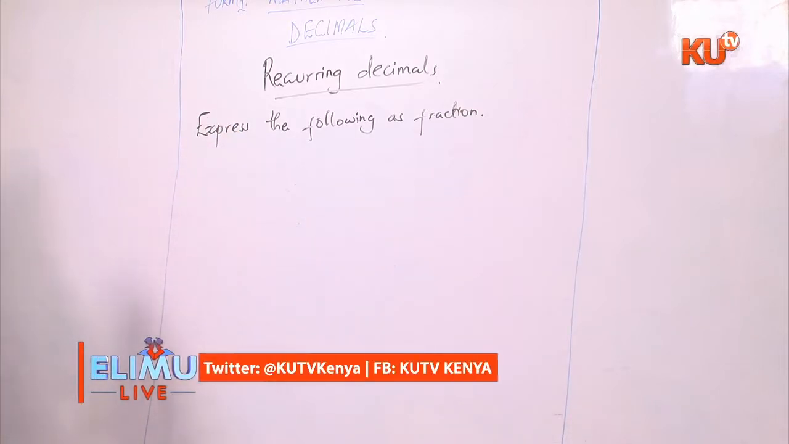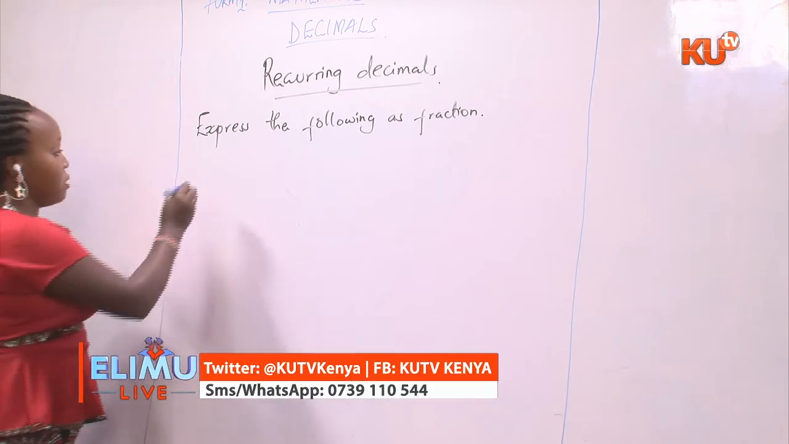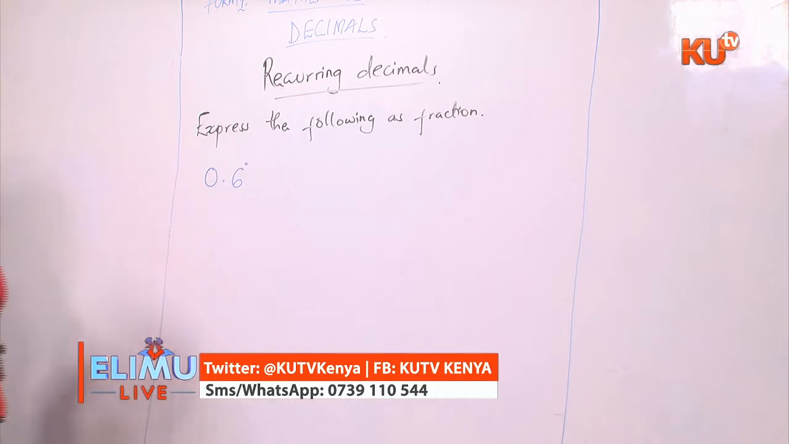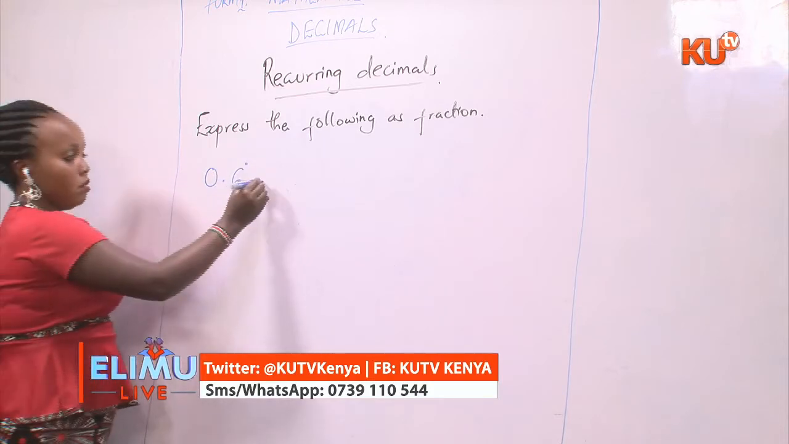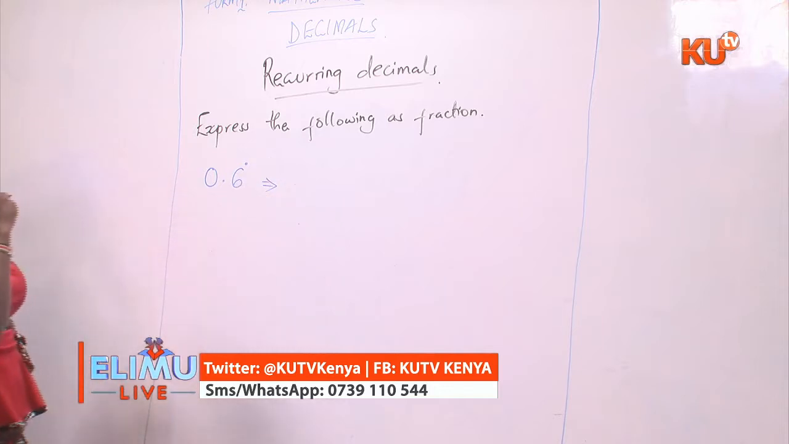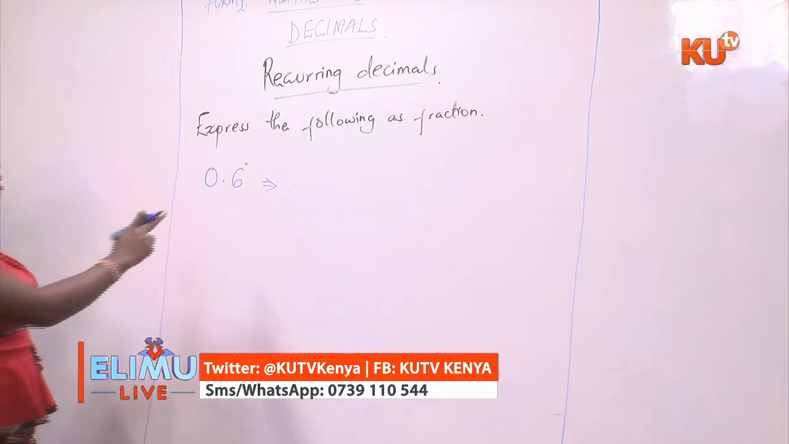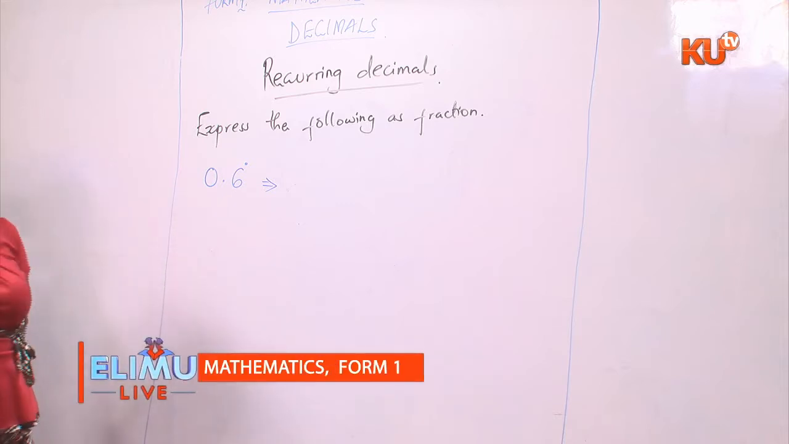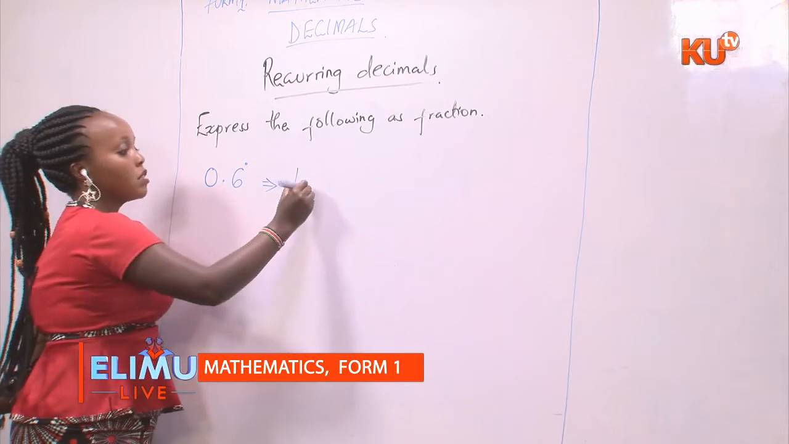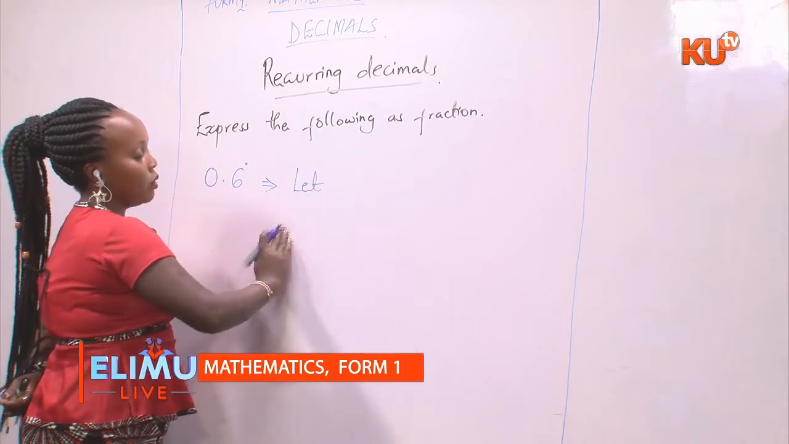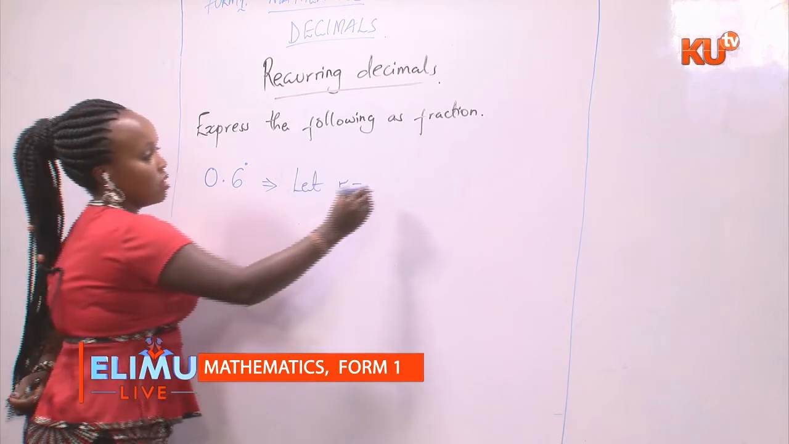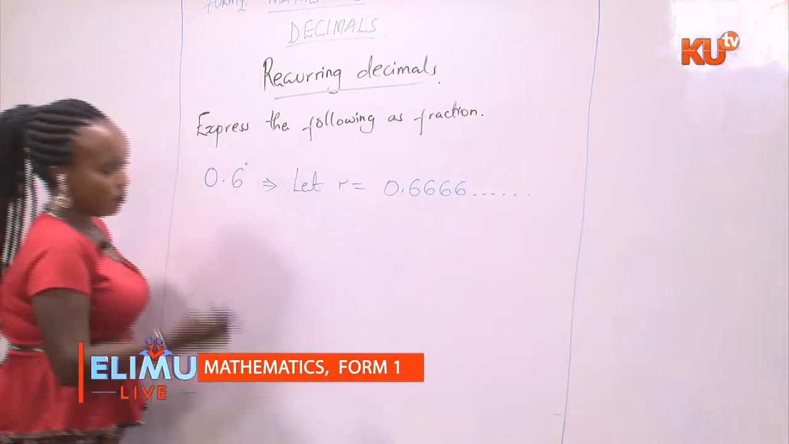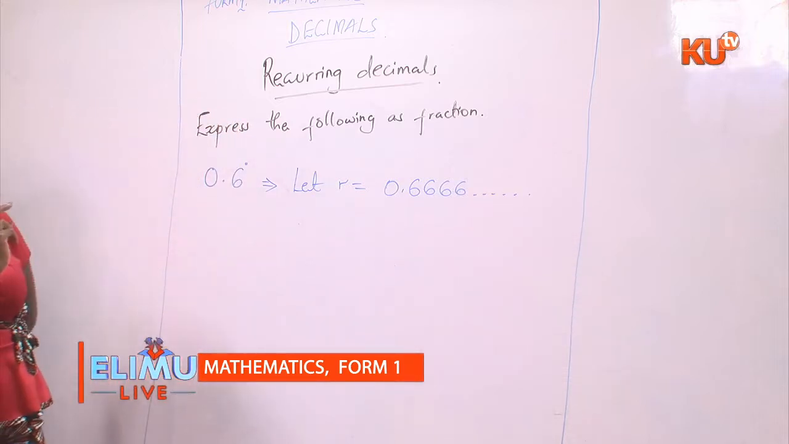The first example I'll give is 0.6, and the recurring digit is 6. So here we are going to introduce a letter. We know that 0.6 is written as 0.6666666 continuously. So we're going to let a letter R be 0.6666 continuously, like that. So we're going to express this number in terms of tens.